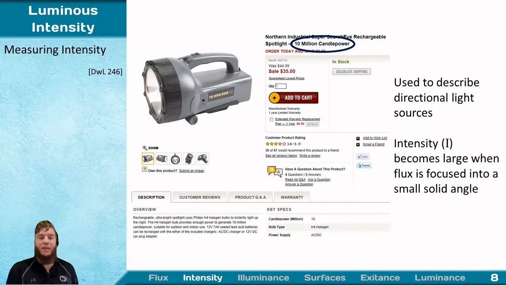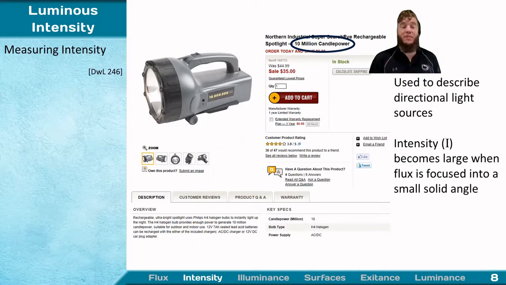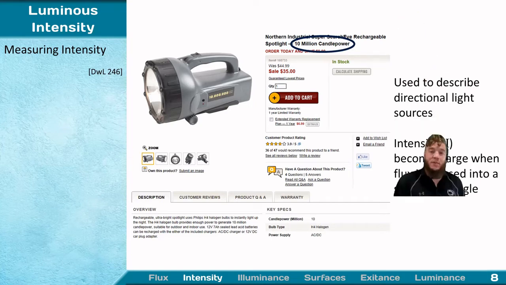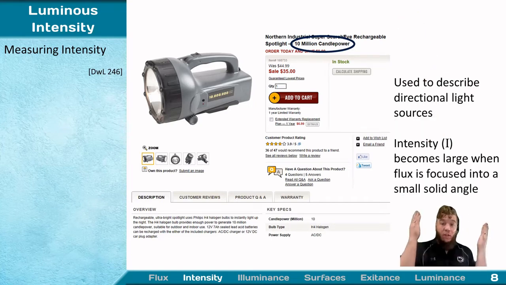And this is a great example of how we can kind of game the system here. So this flashlight is 10 million candle power, or 10 million candela. It's just a different way of saying candela. Remember that intensity is used to describe light in a particular direction. And so this is a good measure for this light source, because we can use intensity to describe directional light sources. However, here's the catch. Intensity becomes very large when we're focusing all of the luminous flux into a very small solid angle.